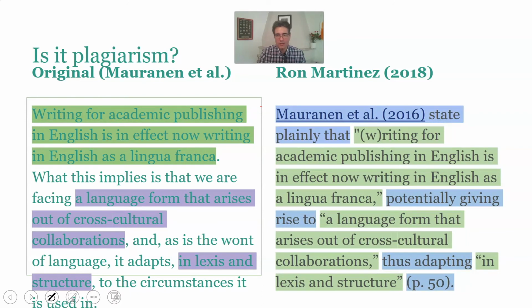So me saying these are the authors saying that, state plainly, is my own voice, that part in blue. Then the next part there, potentially giving rise to, is my own voice, and then thus adapting is my own voice. So here you can easily see where the quote is, where it came from, and where my own voice is. And moreover, from the very beginning, when all of this started in the text, it was also clear why I was using it and that it was coming from my own voice.